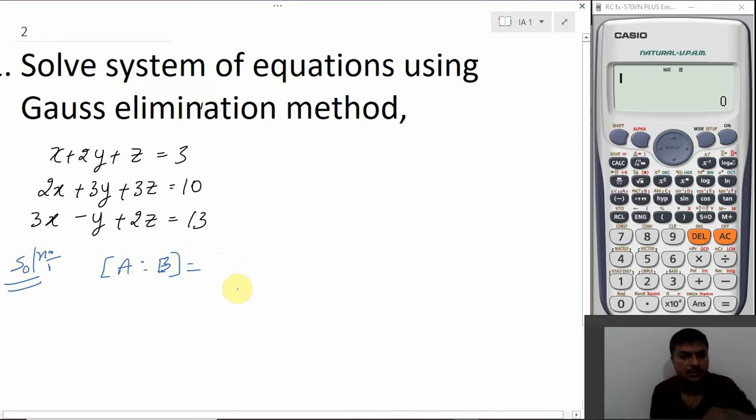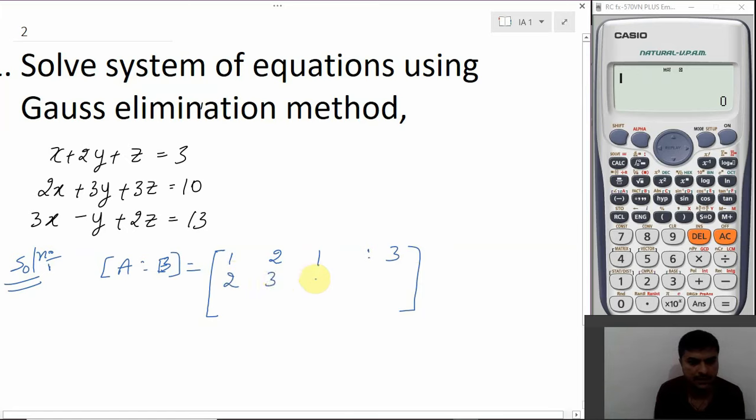Okay, now we will move back to the augmented matrix. So you're going to write down all the values. First you write down all the coefficients: 1 2 1 and here we have 3. Okay, next we are going to take 2 3 3 and here we get 10. This is 3 minus 1 2 and here we get 13. So all the coefficients have been written.